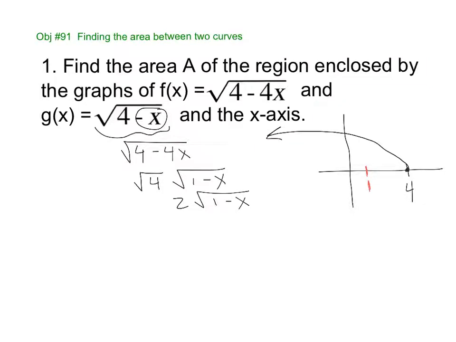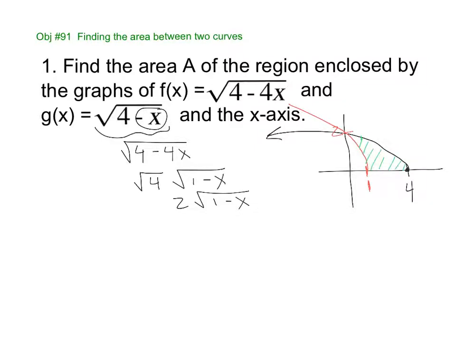And then where do these intersect? If you plug in 0 into g, you get 2. But if you plug in 0 into the other one, you also get 2. So this is what this graph looks like. Now, how are we going to find the integral of this, the area between the curves?